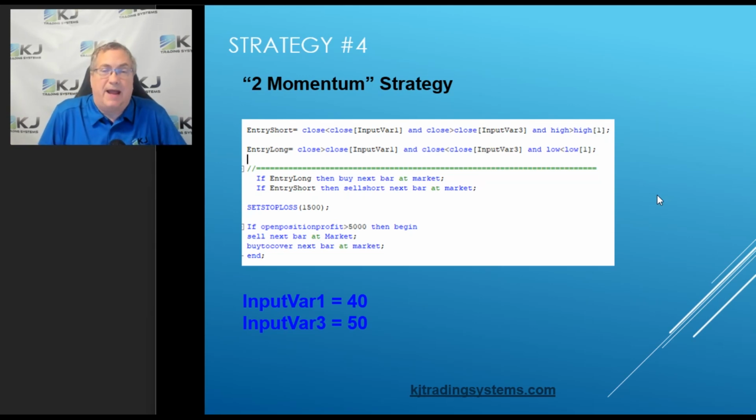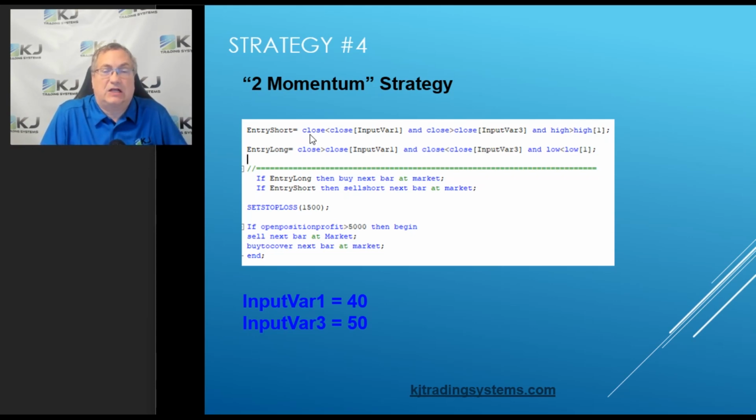I call it a two momentum strategy. To enter short, I'm looking for one momentum to be negative, the other to be positive, and then I'm looking for the high to be greater than the high of the previous bar. Exactly opposite to go long. And so you can see the code here in TradeStation, EasyLanguage format. It should be pretty readable for you.